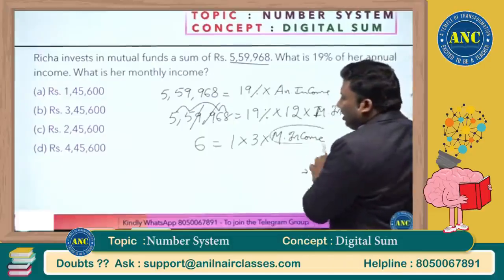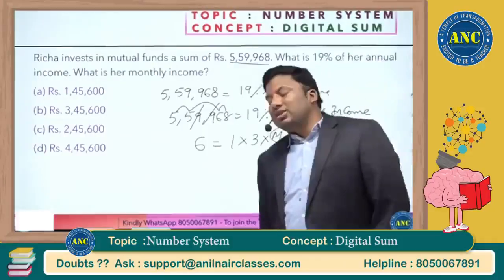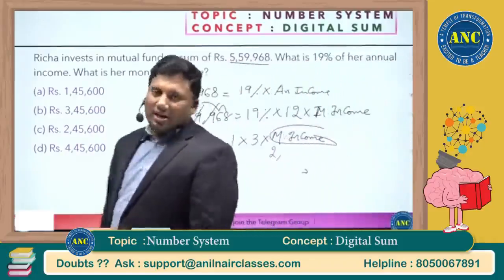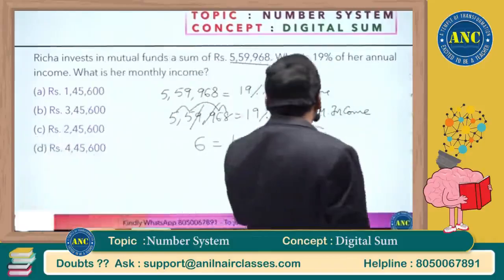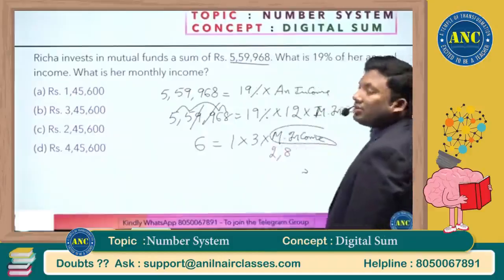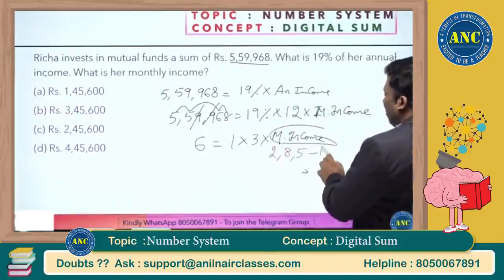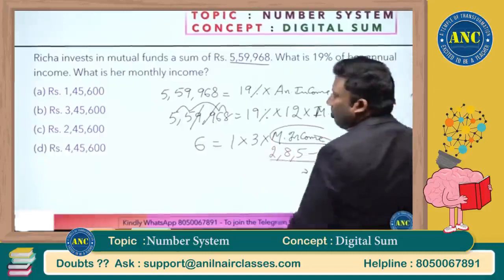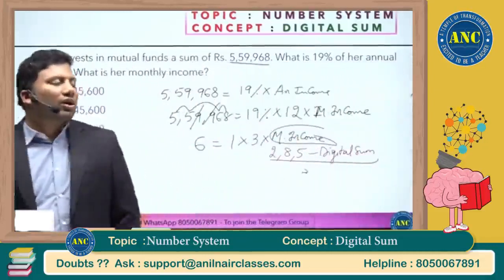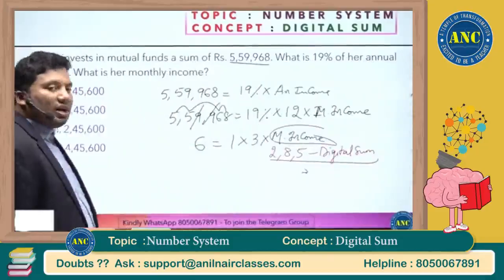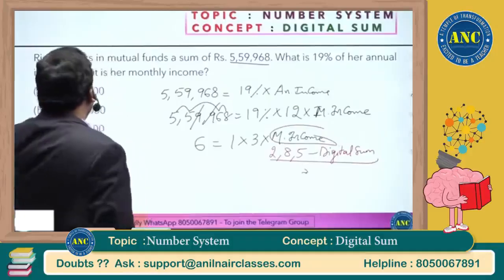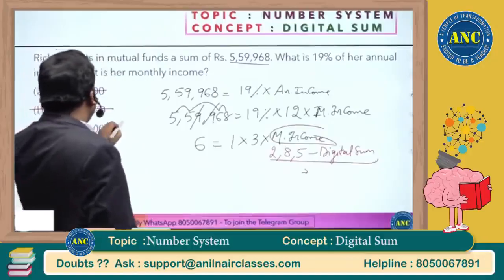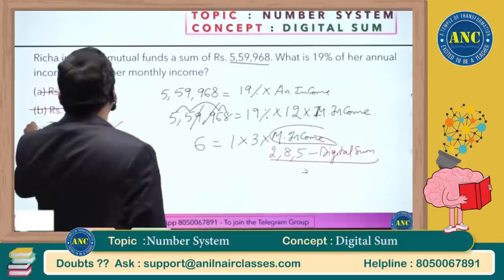Now tell me, what can be the digital sums of monthly income when multiplied by 3 I will get 6? Can it be 2? 3 2s are 6. Can it be 8? 3 8s are 24, 6. Can it be 5? Yes. 3 options I got. Answers can have digital sum 2, 8, 5. 3 2s are 6, 3 8s are 24, 3 5s are 15. So monthly income can have digital sum 2, 8, 5. 7 not possible. 9 not possible. 8 possible. 1 not possible. Only one option is there.